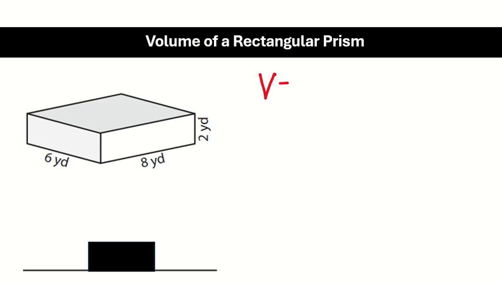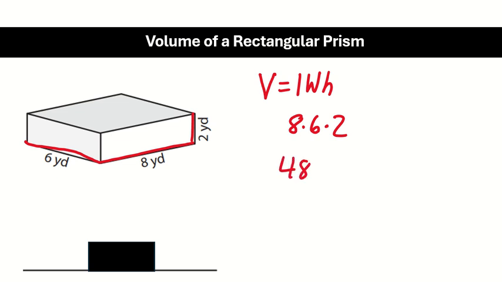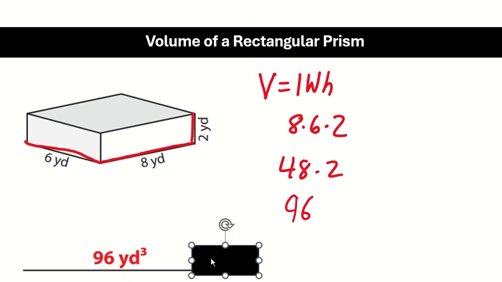Once again, volume equals length times width times height. So the length is going to be 8. We have a width of 6. And then we have a height of 2. So if we multiply those together, 8 times 6 is 48. And 48 times 2 is 96. We should have a volume of 96 yards cubed. Now, we changed from feet to yards, so got to watch those measurements each time. That's why it's yards cubed instead of feet cubed.